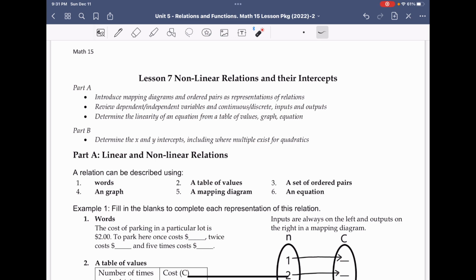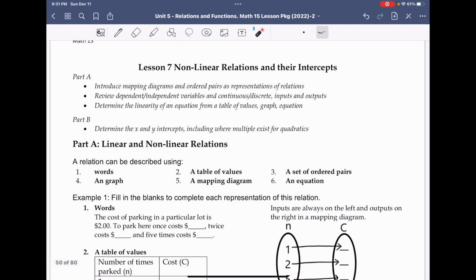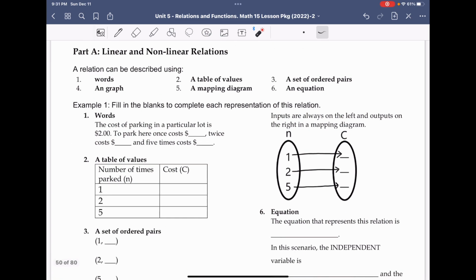Okay, part A, we deal with linear and non-linear relationships. Well, a relation can be described in 6 ways: words, table of values, a set of ordered pairs, a graph, mapping, which is going to be our new one here, and then an equation. So what we're going to do below is fill in the blanks according to the same problem in 6 different contexts according to the different ways to represent relations.